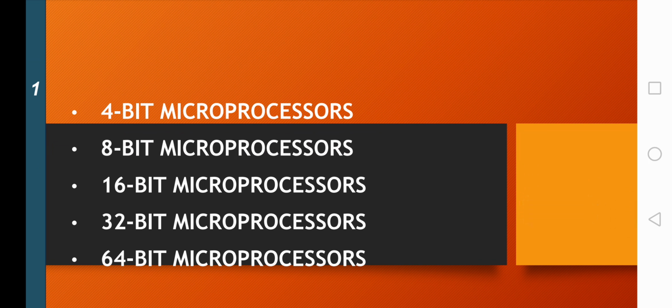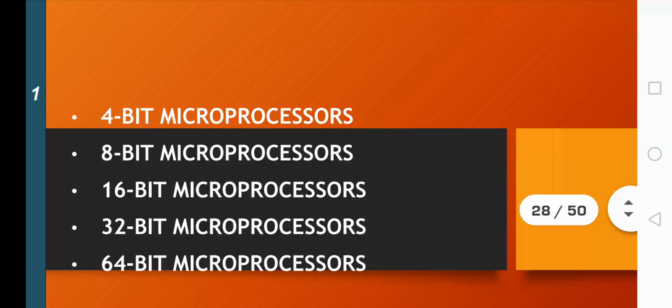For example, if you define a 4-bit microprocessor, it means this particular microprocessor can process only 4 bits of data. If it is an 8-bit microprocessor, then that specific microprocessor will be able to process only 8 bits of data. So each and every microprocessor invented so far is defined in terms of its capacity, that is, how many bits of data it can process in a particular instance of time.